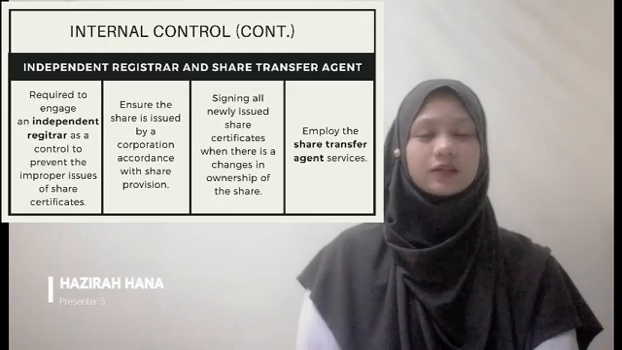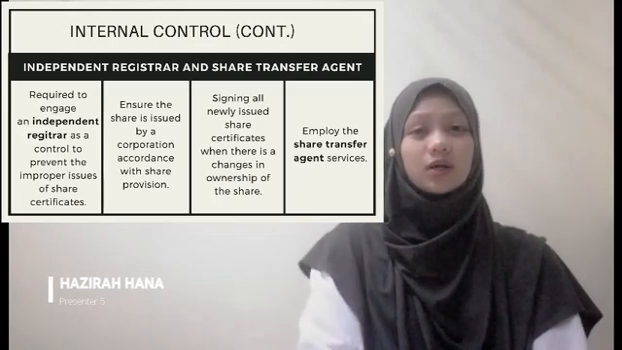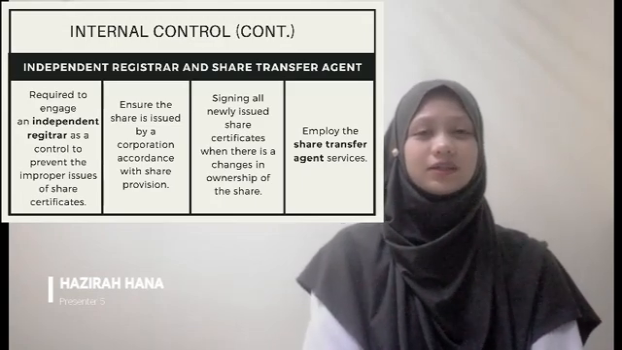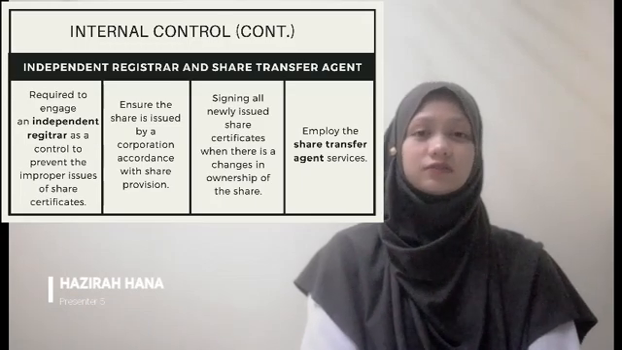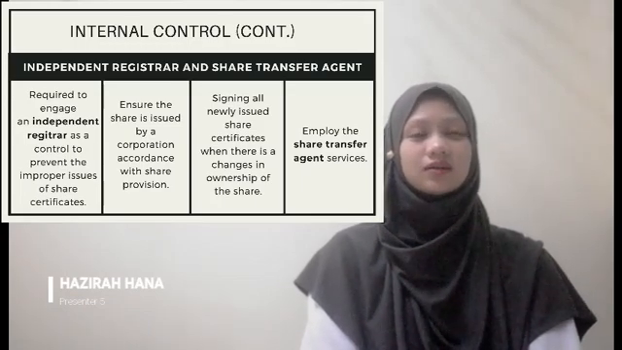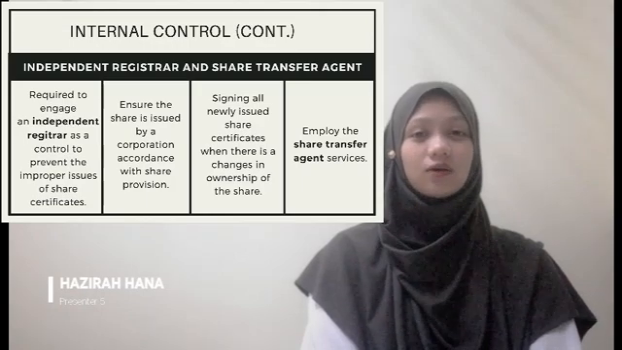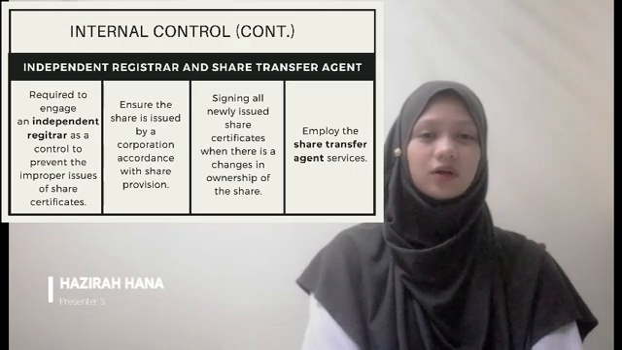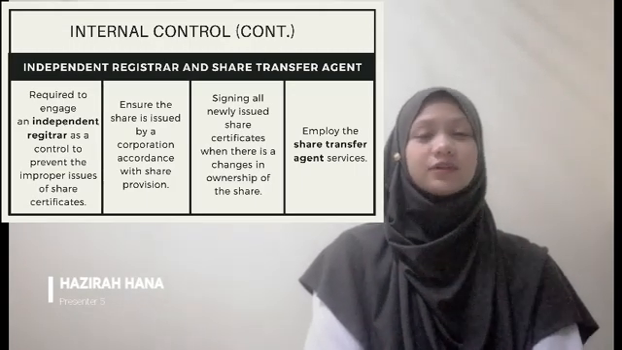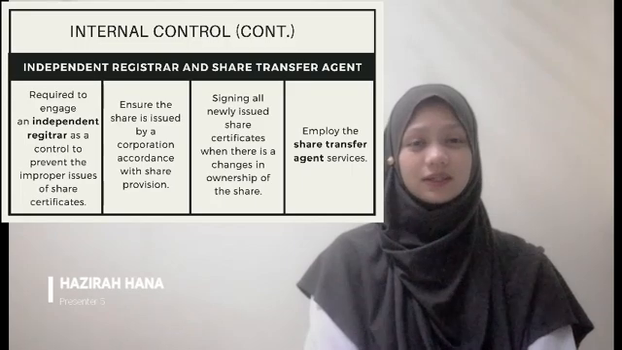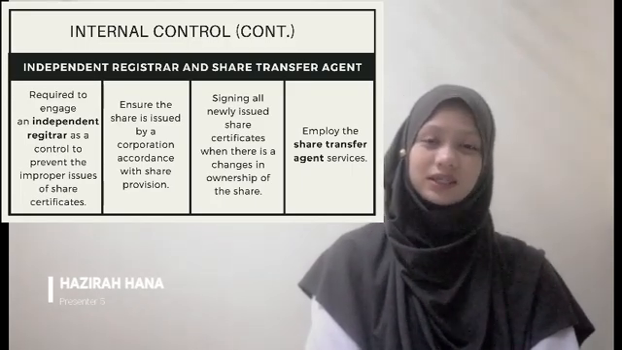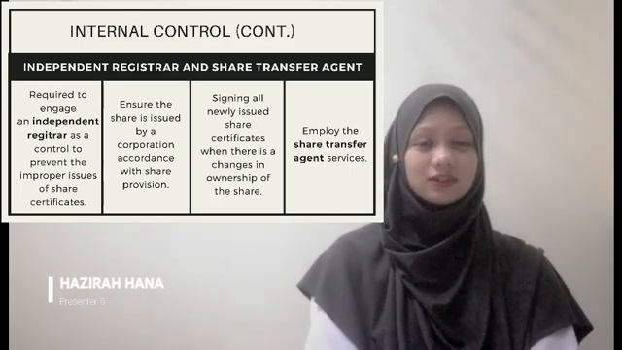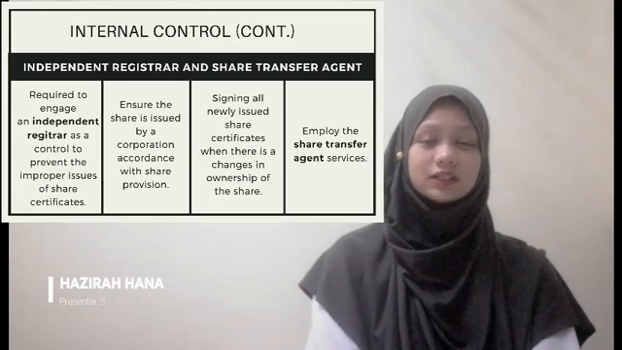shares. Other than that, usually a large company will hire a share transfer agent. The share transfer agent is required to maintain the shareholders' records, including the documentation of transfer of share ownership. Therefore, there are also many companies that have the transfer agent disburse cash dividends to shareholders to further improve their internal controls. That's all for the internal control parts.